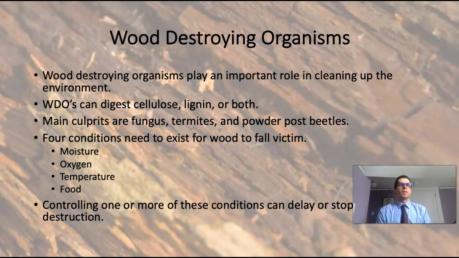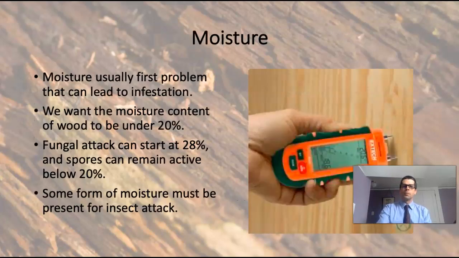The important thing to remember is that we need to have four things in place in order for these wood-destroying organisms to destroy our wood, to decay wood. We need moisture of a certain moisture content. We need oxygen present. There needs to be a certain temperature range for them to thrive in. And there needs to be a food source. If we can control just one of those four things, we'll be able to stop wood from decaying. And we'll talk a little bit about that.